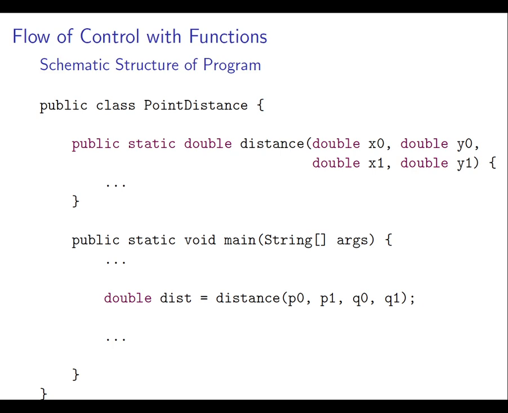So, suppose inside our class point distance we're going to define a function distance with some code as we saw before. Then inside our main method, which we still must always have, we can call it. We would say that our double dist is going to be equal to the result of calling the distance function on those arguments P0, P1, Q0, Q1.